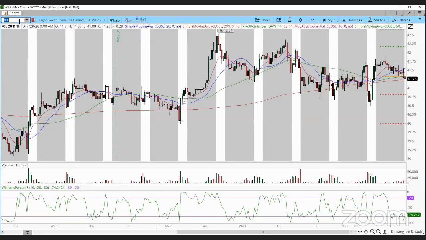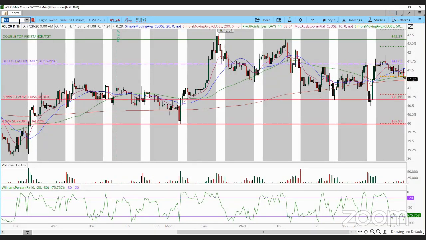Last but not least, oil. Now remember, oil inventory numbers are going to be out tomorrow. It's still out in the clear. Very choppy pattern, very messy pattern. I do not have any kind of interest in any kind of day trade or any kind of swing trade at this current spot.